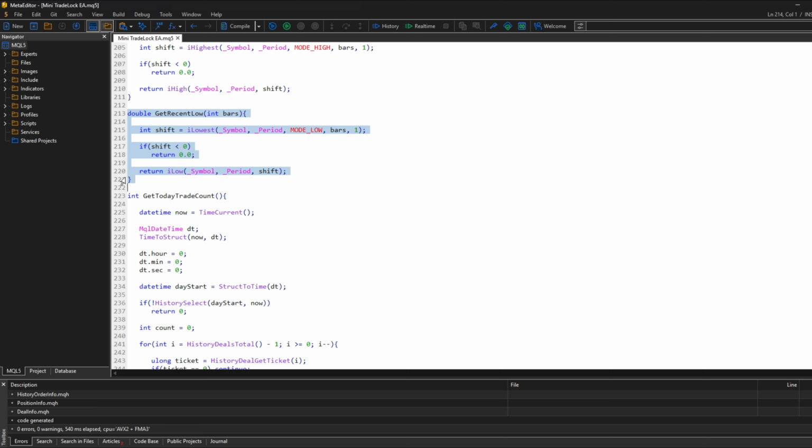And then we have the get recent low function. This is obviously the same idea, but for the lowest low. So we use iLowest to find the lowest candle over the lookback period, and if that fails, then we return 0. Otherwise, we return the low price from that candle.